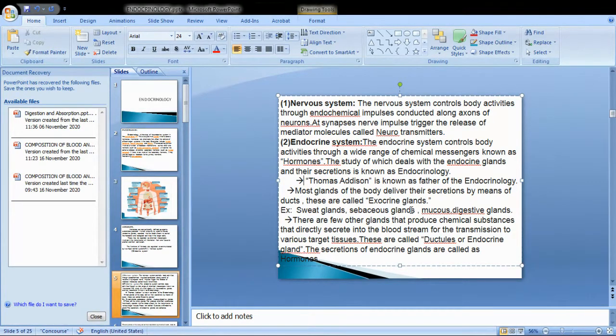Examples include sweat glands, sebaceous glands, mucus glands, digestive glands, etc. There are a few other glands that produce chemical substances that are secreted directly into the bloodstream for transmission to various target tissues. These are called ductless or endocrine glands, where the secretion takes place inside the body. That's why we call it an endocrine gland. The secretions of endocrine glands are called hormones.